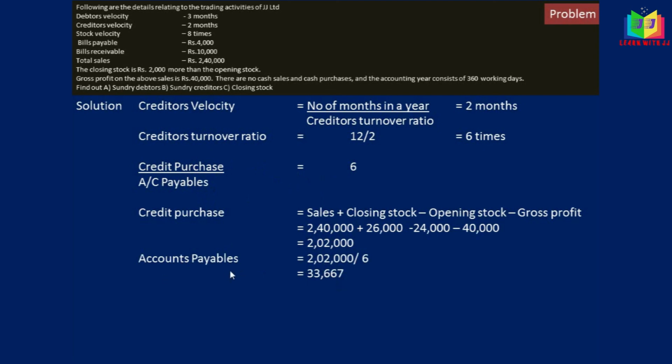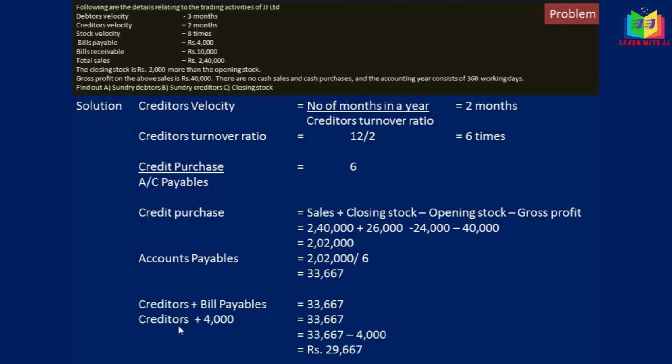Okay, and if you do this cross multiplication in this formula, we'll get accounts payable equal to 33,667. Accounts payable is nothing but bills payables plus creditors. Okay, here bills payable was given, that is 4,000. Okay, if we bring this 4,000 here, we'll get creditor as 29,667. Okay, I hope now you are able to find this debtors, stock and creditors.